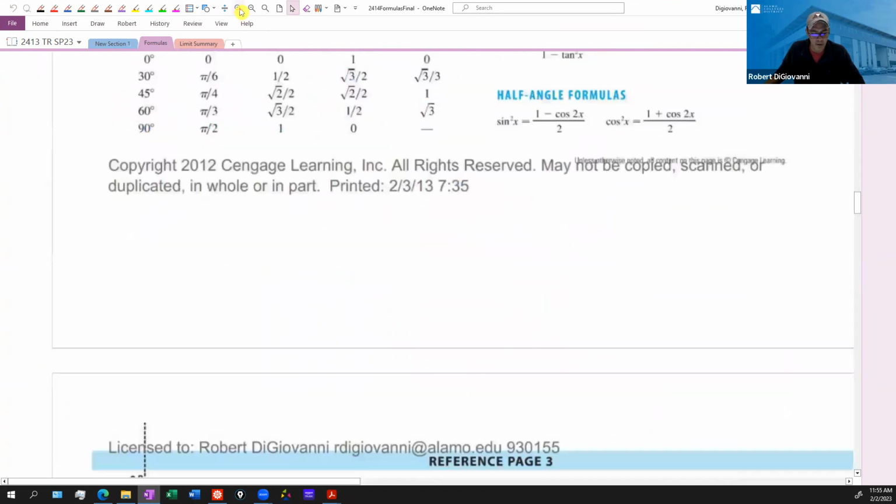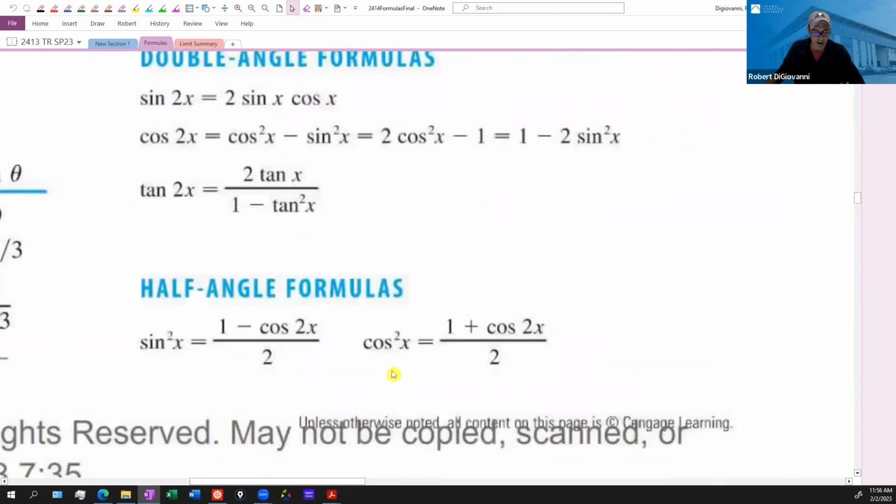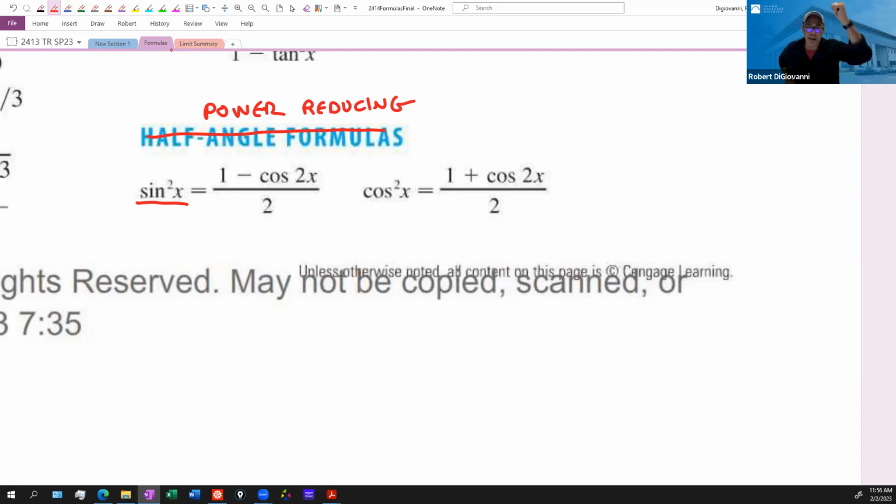Now, when I learned these, the textbook that I learned this out of, for some reason, they called these not the half angle formulas. They called these the power reducing formulas, which to me seems like a better name. Because what happens is you start with sine squared and you reduce that power, you get rid of the squared, and now you have a new expression.